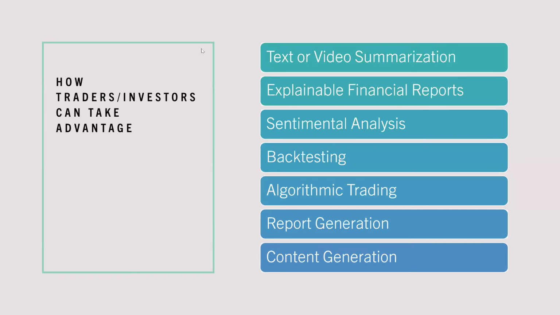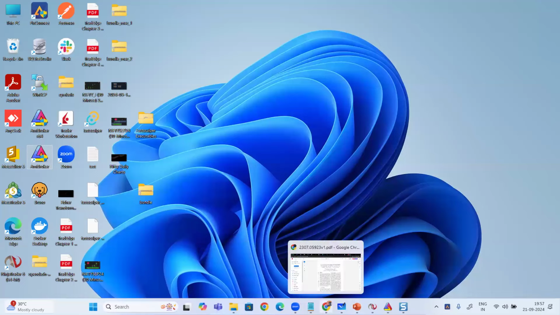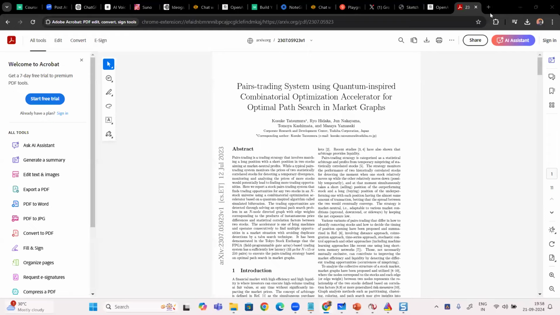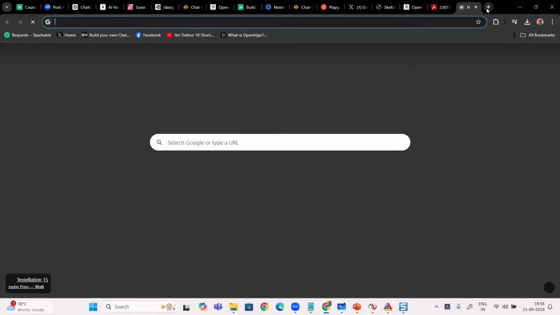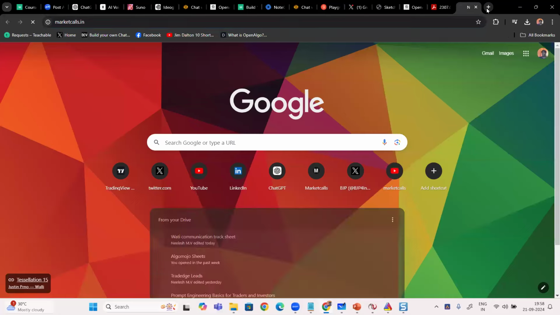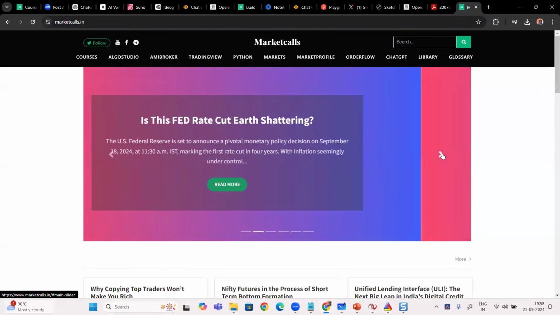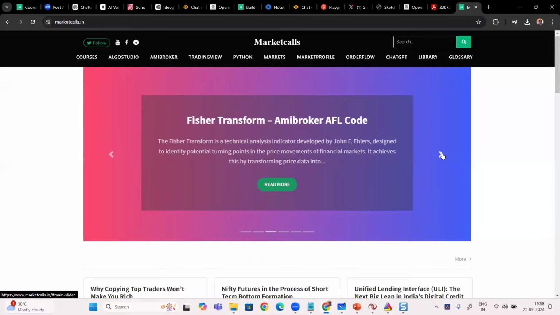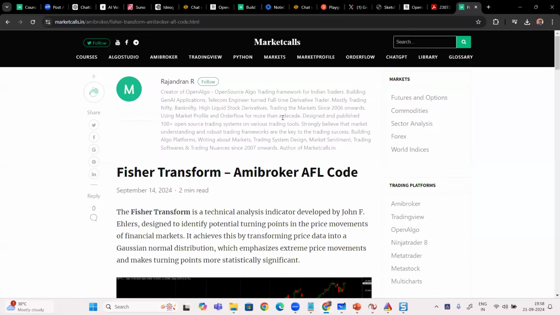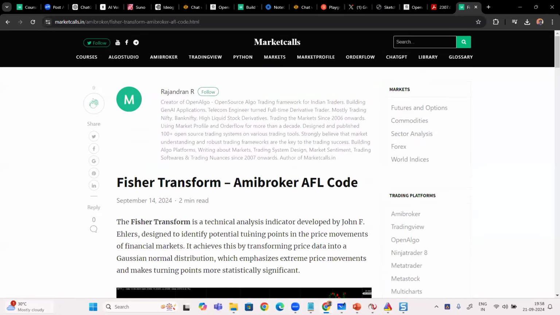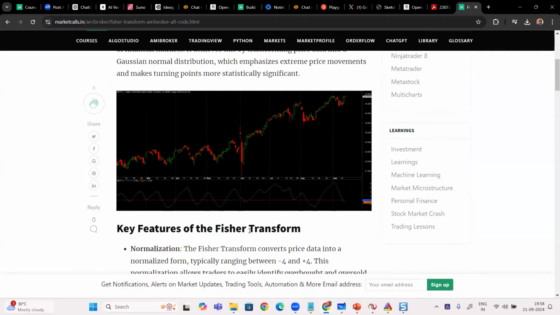Now, recently you would have seen some of the work which I published in market calls. Let me show you, this is one of the codes which I published. One of the traders sent a mail to me saying that he was not able to get the actual Fisher Transform AmiBroker AFL code. So I had to feed this to ChatGPT. I took the TradingView code.